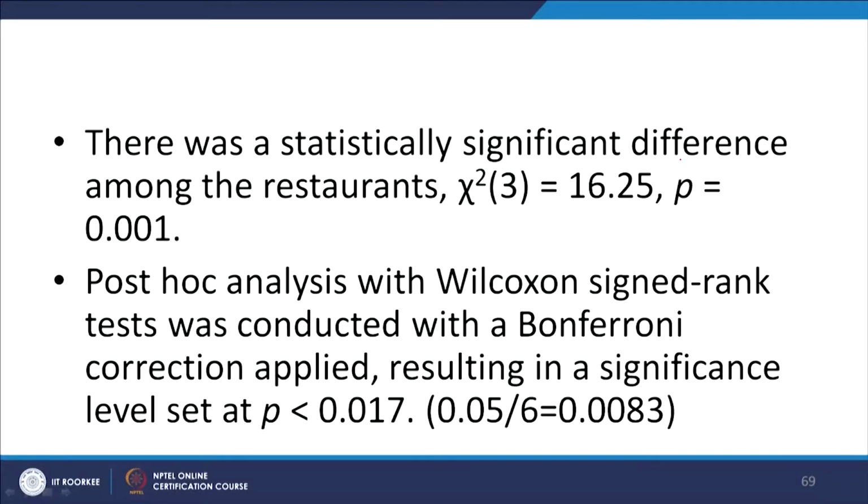Now, how do you write this? You write, there was a statistically significant difference among the restaurants, chi-square at 3 degrees of freedom is equal to 16.25 and p is equal to 0.001, right. I will show you the same test on SPSS also and we will compare. So that is how we got this 0.001.